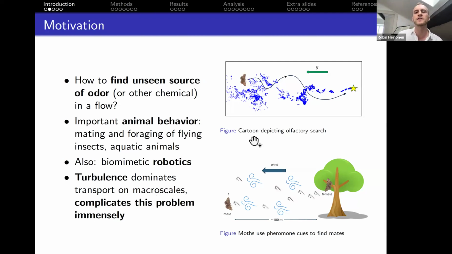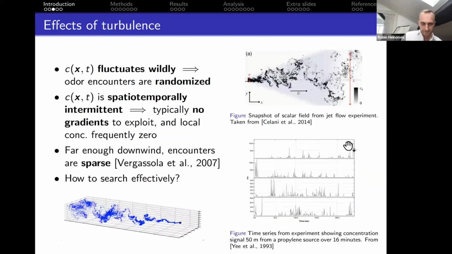I'll note in passing, this problem also has some applications to biomimetic robotics. Suppose you want to build a drone to track a bomb or a leak of a hazardous chemical or something.